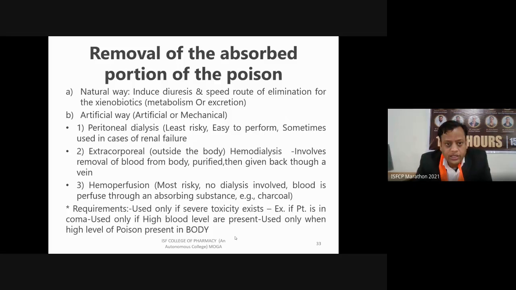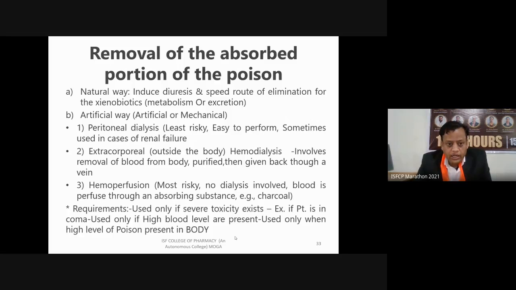Second one is the artificial way. The artificial or mechanical way includes peritoneal dialysis, used in cases of renal failure. If any person has renal failure, we can't use diuretics, so there we use peritoneal dialysis. And second, extracorporeal, outside the body, like hemodialysis. Hemodialysis is generally performed outside the body, so that is called extracorporeal dialysis, and it involves removal of the blood from the body, purifying it, then giving it back through a vein. So through that way, we can remove the poisonous substances from the blood.